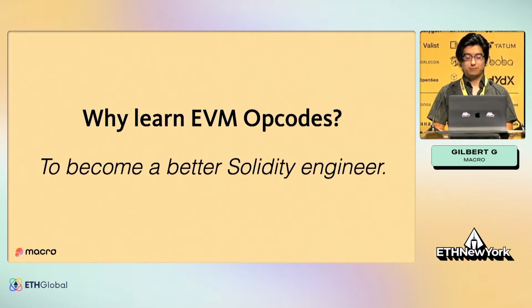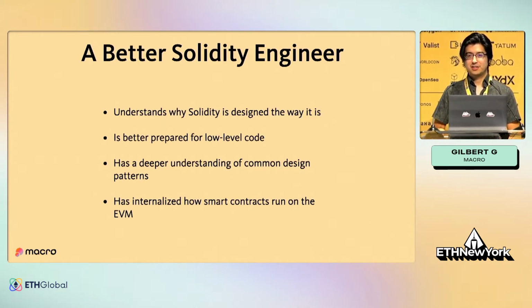So to start off, why do we want to learn EVM opcodes? Well, the answer is we want to become a better Solidity engineer. A better Solidity engineer is not just about developing, but it's also about security. Obviously, we are working with smart contracts that handle a lot of money. You need to write secure code. EVM will help you understand how Solidity works, which means you will write fewer bugs.